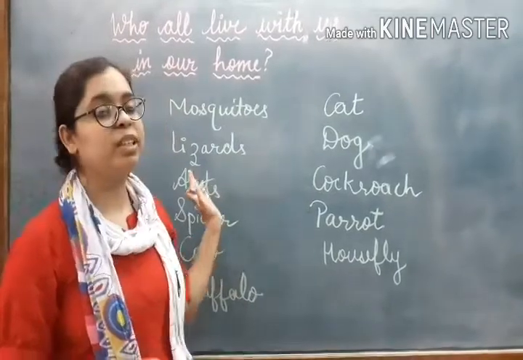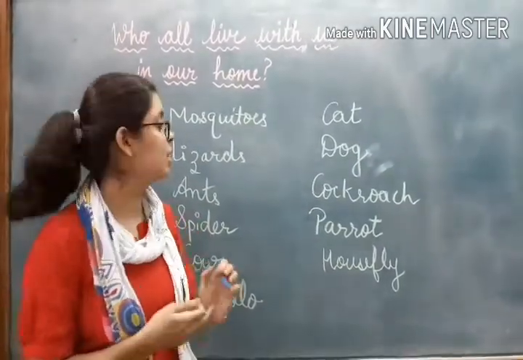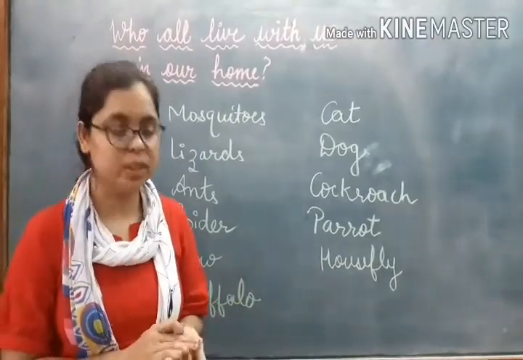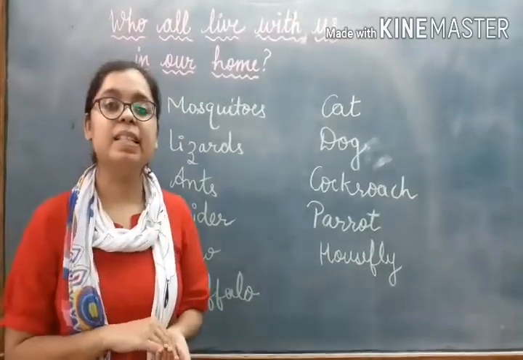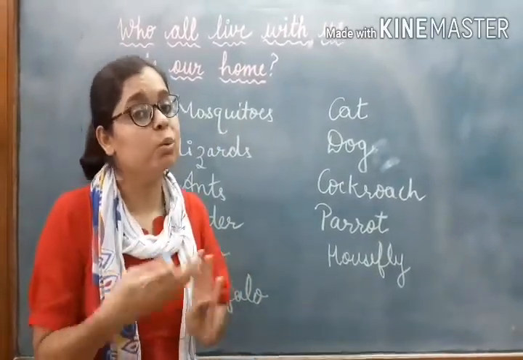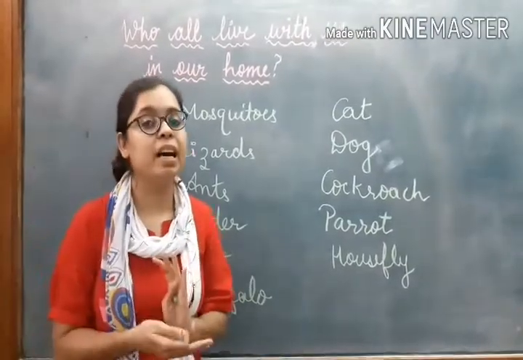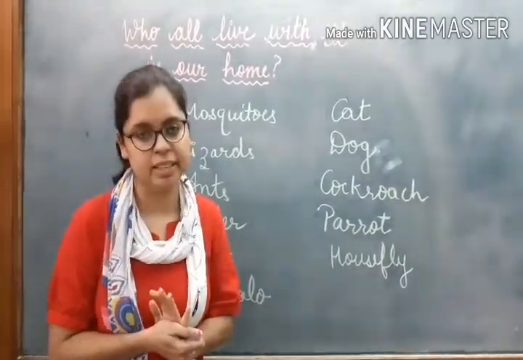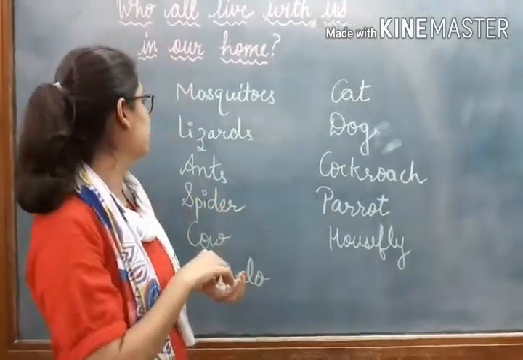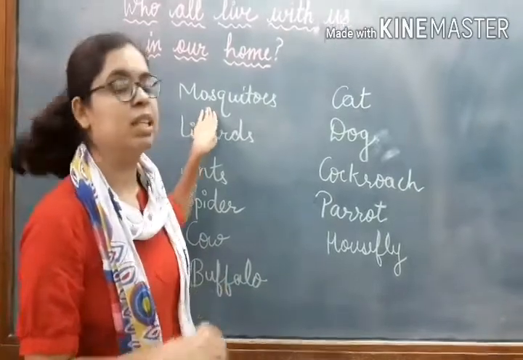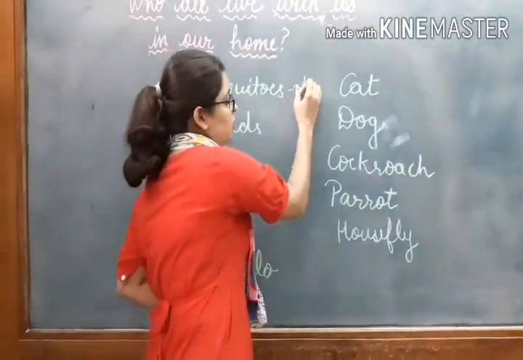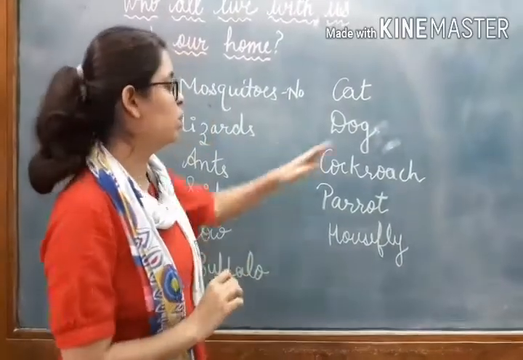Okay, so I have written here the names of many animals. And now what you have to do, you have to tell which animal is living in your house or is staying in your house with your will. Okay, and which animals are staying in your house uninvited, those animals which you do not want to stay with you. Okay, so there are mosquitoes. Do you want mosquitoes to stay with you? No, right? You don't want mosquitoes to stay with you. And what about a cat?